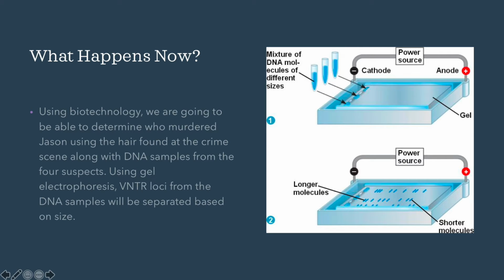From here, we're going to be able to use biotechnology to determine who murdered Jason using the hair found at the crime scene along with the DNA samples of our 4 suspects. Using gel electrophoresis, VNTR loci from our DNA samples will be able to be separated based on their size. From here, we'll be able to match up the VNTR loci from the DNA found at the hair from the crime scene to the guilty individual that killed Jason Blossom.